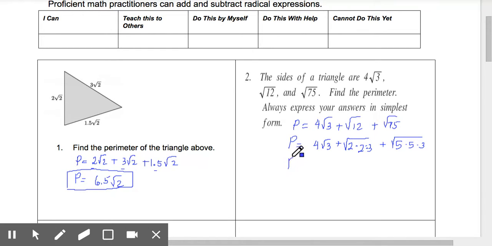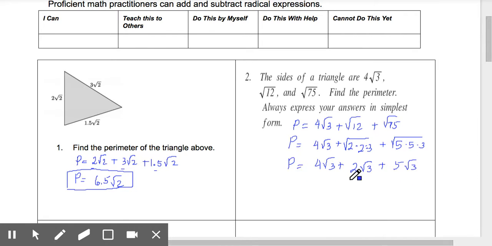All right, so let's simplify further. So we'll just bring down 4 square root of 3 plus, but 2 times 2 is 4, square root of 4 is 2, and then we'll just bring down square root of 3 plus 5 times 5 is 25, and the square root of 25 is 5. And then we bring down square root of 3.